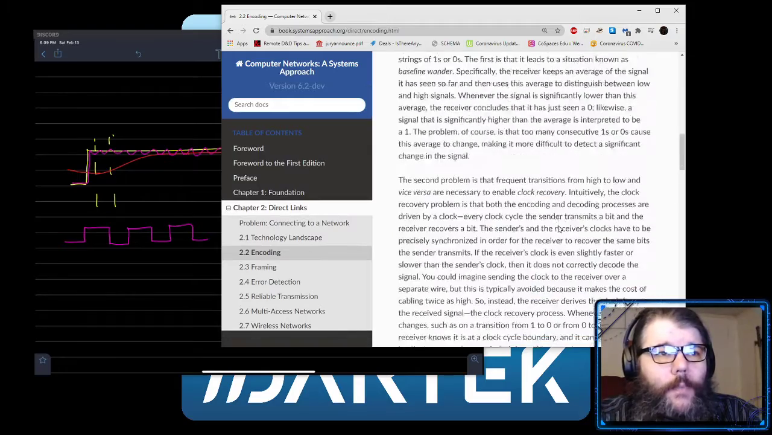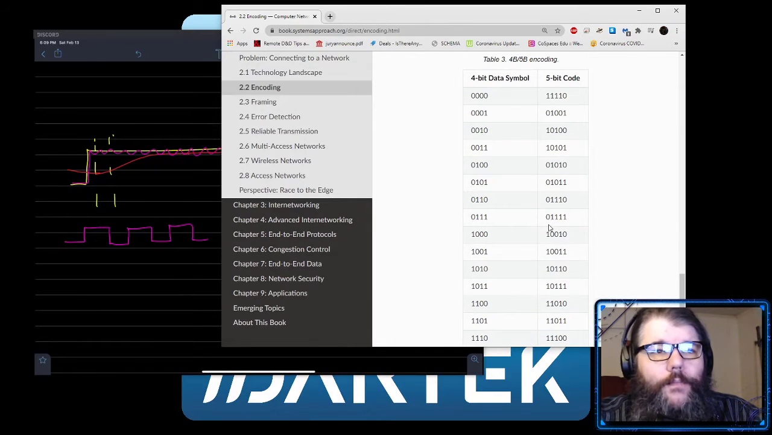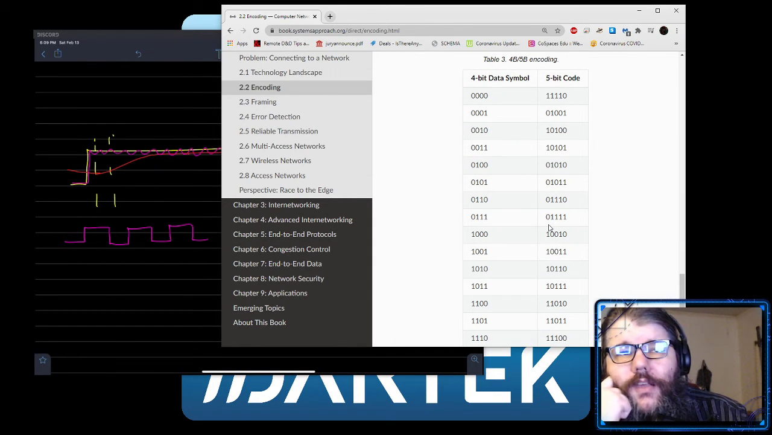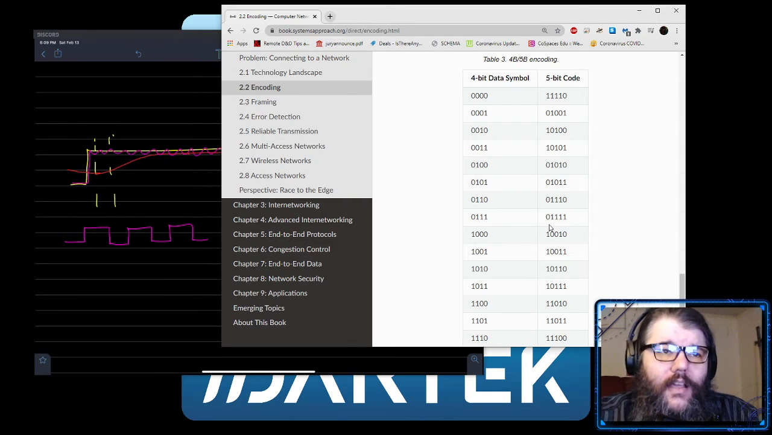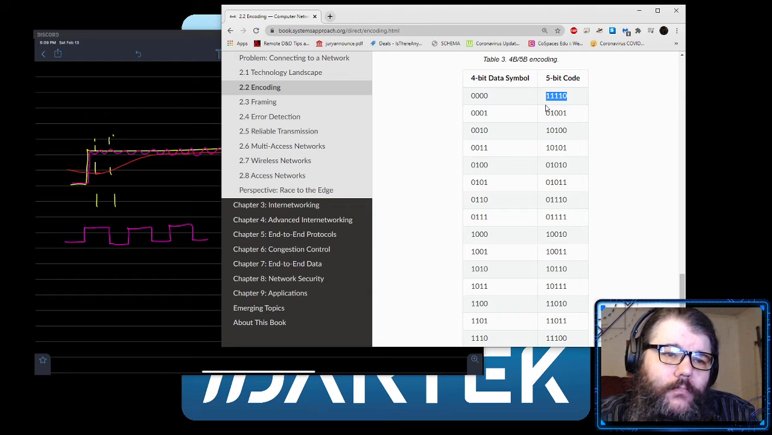One of the things that we can do is that we can kind of force ourselves not to transmit too many zeros in a row to make sure that our baseline is good. And so what we do is we take every group of 4 bits that we want to transmit to the other person, and we actually transmit 5 bits instead. By transmitting 5 bits instead of 4 bits, we add an extra bit that basically ensures we don't have too many zeros in a row.